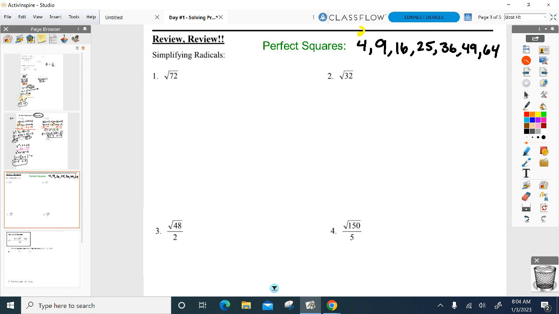Went too high. 2 squared, 3 squared, 4 squared, and so on. You don't need to memorize them. All right, so breaking down a radical. Let's go. Square root of 72.